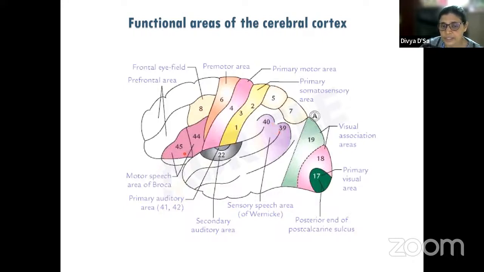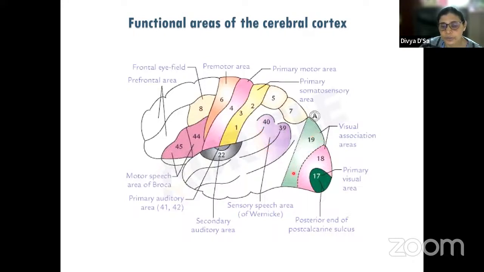So for Broca's area and Wernicke's area, one thing you should remember is that they are present in the dominant hemisphere. Sensory speech area is responsible for understanding and then the response. Like when we ask the patient a question, what is this, he will say this is a pen, or a pencil. So to understand the question and give a response, this area is responsible. That is the sensory speech area.